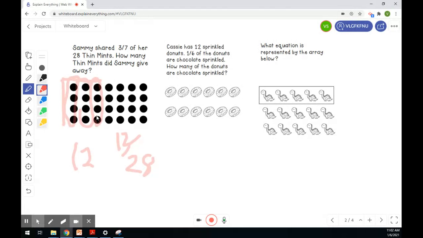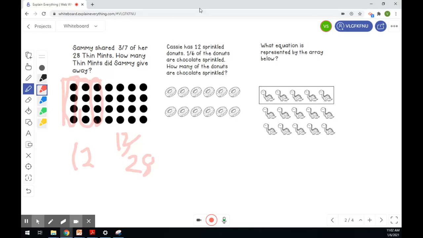And so in this situation, your product is going to be a whole number because we're dealing with whole cookies, not a part of the entire whole, right? There isn't one whole that's made out of 28 parts, and I'm only using 12 out of the 28, right?